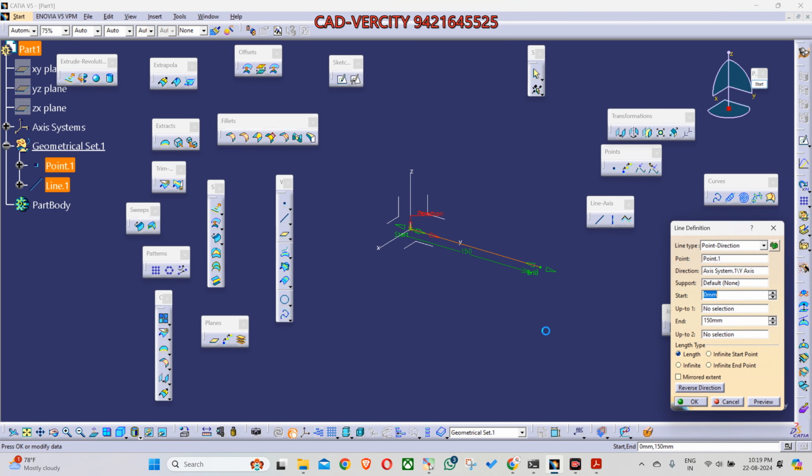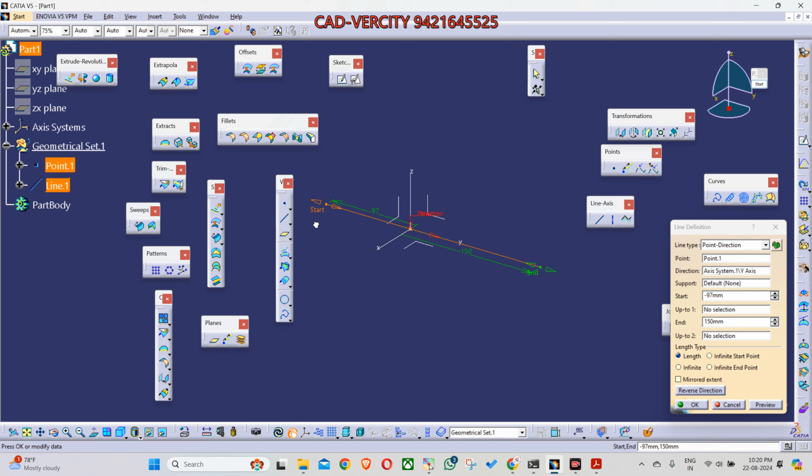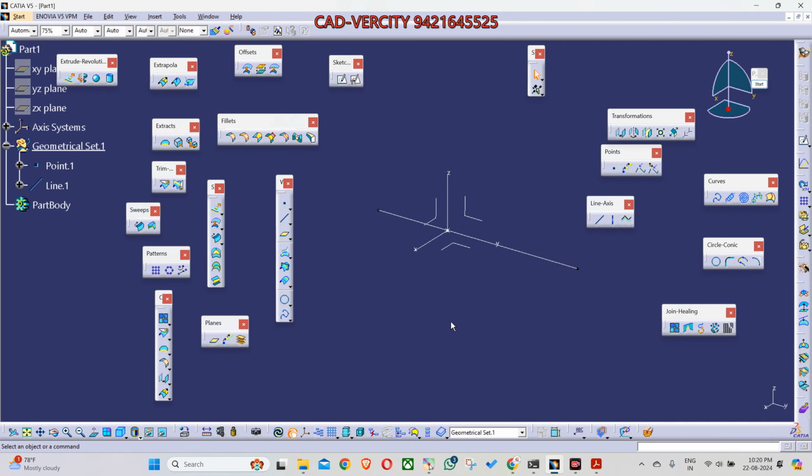Double click on the line. What is this limit, up to 1, up to 2? For now I have given dimension 150 in this one. Suppose you want the same line extended rearward, hold the start arrow and pull it, something like this. You can put a dimension over here but in minus. Suppose I want this, let's say 80 mm, 80, enter. So what is the total length? 230. 80 plus 150.